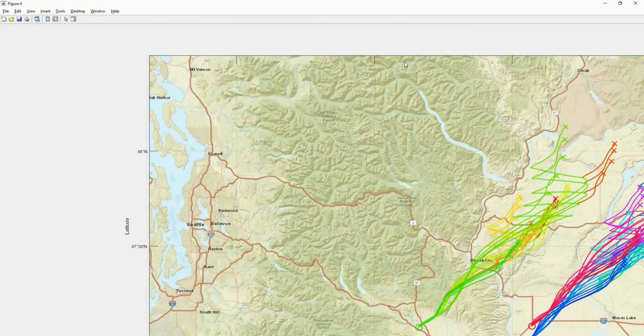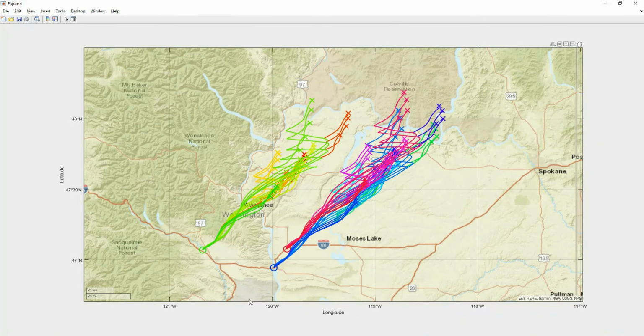Let me pull this up and I'll show you. So here are all of the predictions from our 3 launch sites. You can see here's launch site number 1, launch site number 2, launch site number 3. And as you can see, pretty much all of them drift to the northeast, but there's a significant amount of variability depending on these parameters.